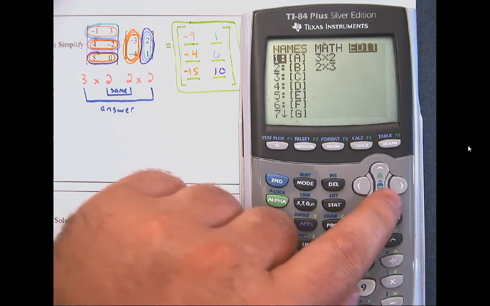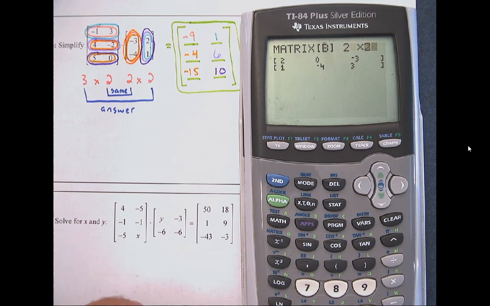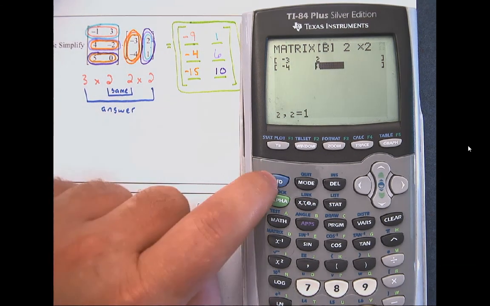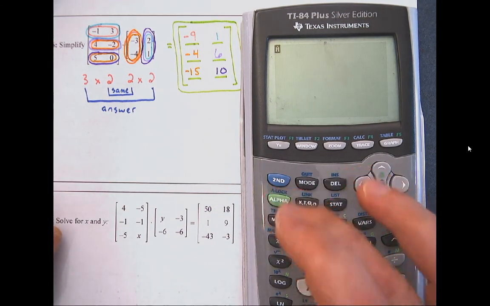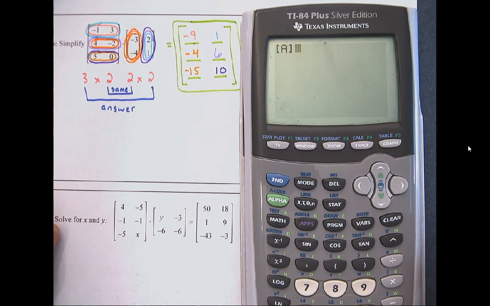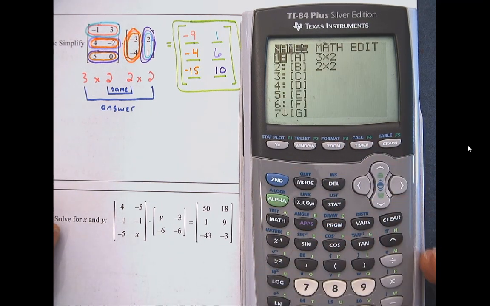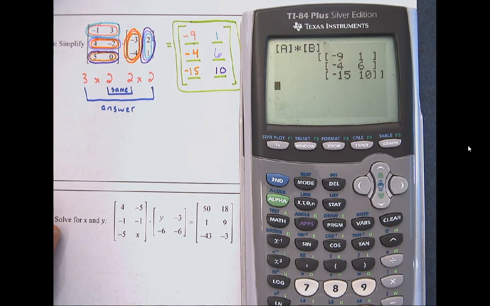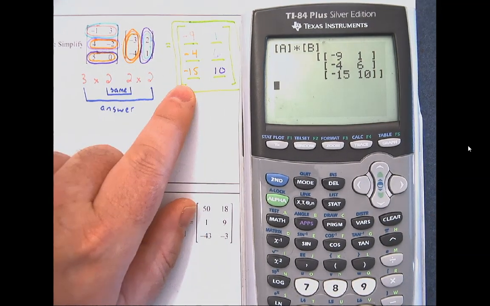Second matrix, I now need to make my second matrix, which is a 2 by 2: negative 3, 2, negative 4, 1. Quit out. And I want to do alpha A, sorry, second matrix A times second matrix B, and we should get negative 9, 1, negative 4, 6, negative 15, 10.